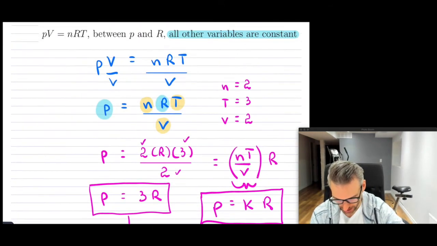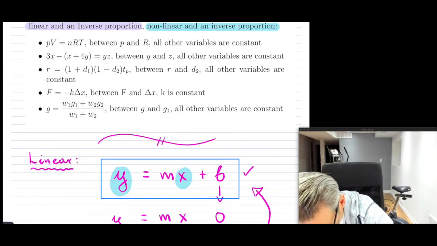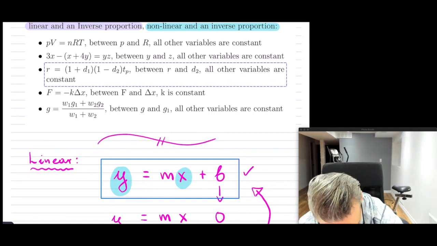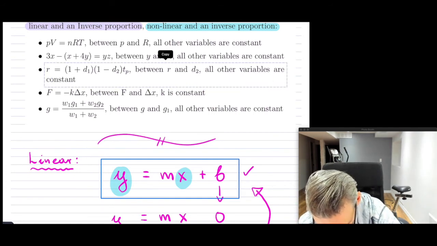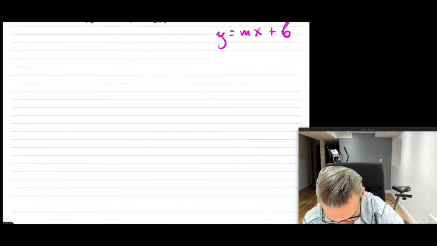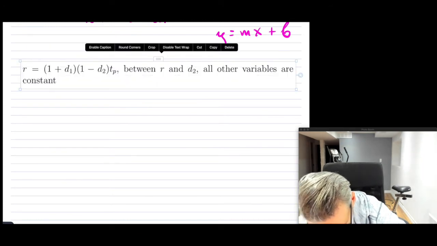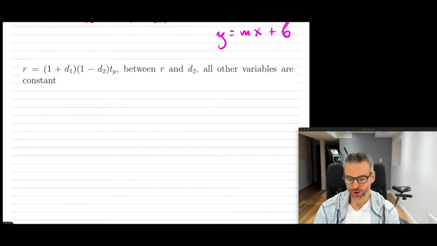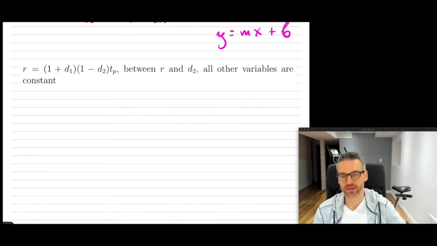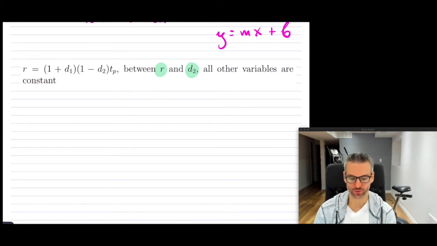Let's take a look at another one. So this next example, so here we have it. Copy. Paste. So now here, what we want is to see what the relationship is between R and D2. Everything else is just a number.